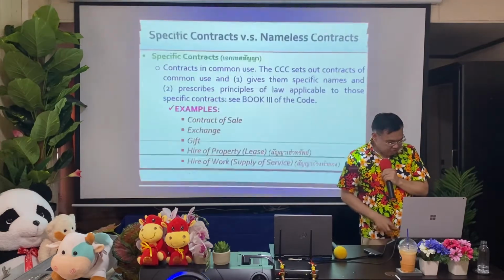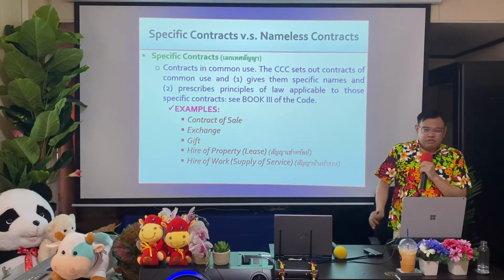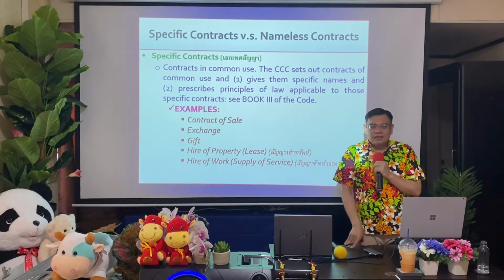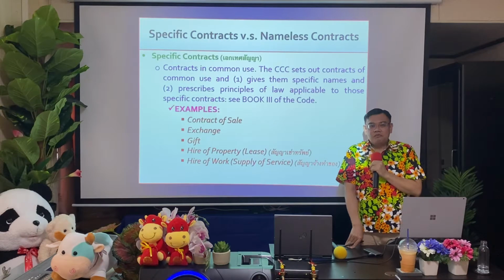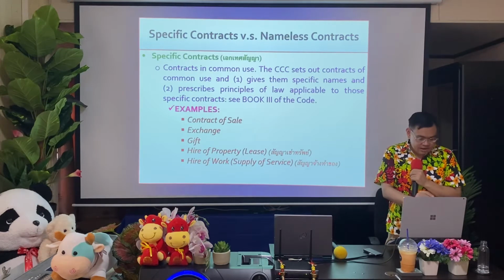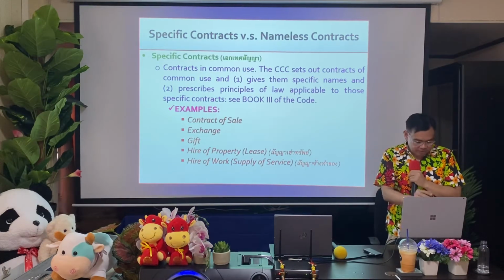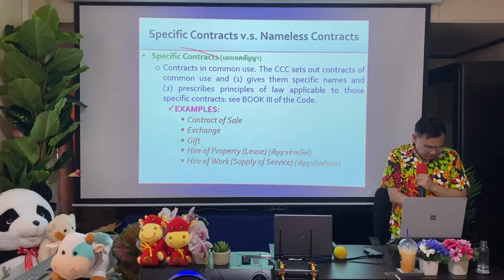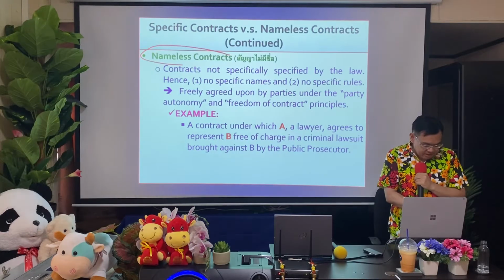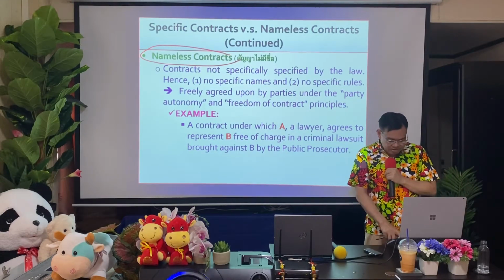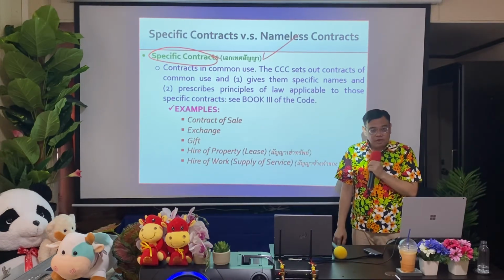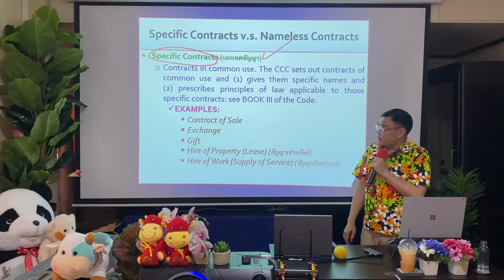Now we're coming to the first classification: classification by reference to names. Do we give specific names to specific contracts? If we classify contracts by name, we can have two groups. The first group is specific contracts, or in Thai เอกเทศสัญญา, and the second one is nameless contracts, or สัญญาไม่มีชื่อ. Now back to the first group, specific contracts or เอกเทศสัญญา. What are they?